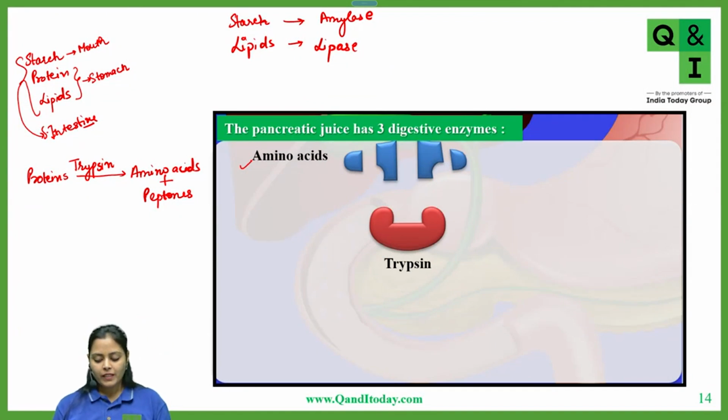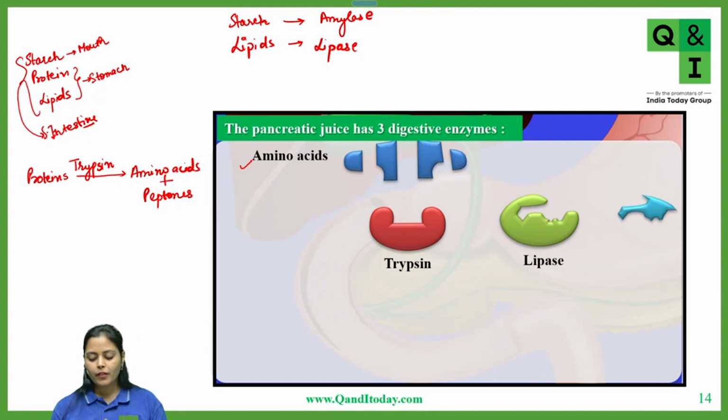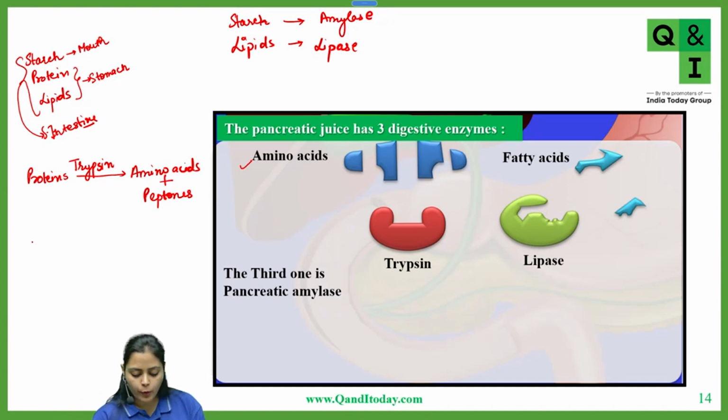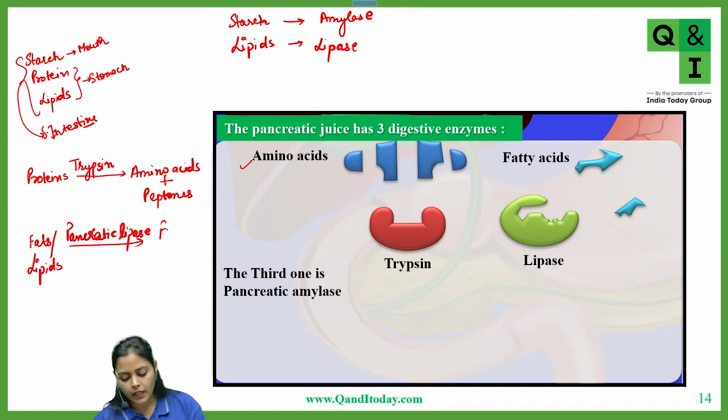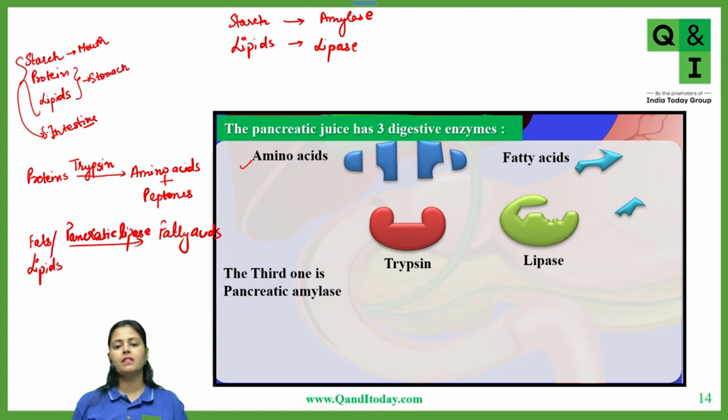Okay. Now, the second one is lipase. So what is lipase doing? Lipase digests fats. So this is a fat molecule. Now lipase will digest it into fatty acids. Okay, so now I am going to write this equation as well. The fats or lipids, using pancreatic lipase, are converted into fatty acids. So every time, lipase is acting and converting into the final product which we had targeted.